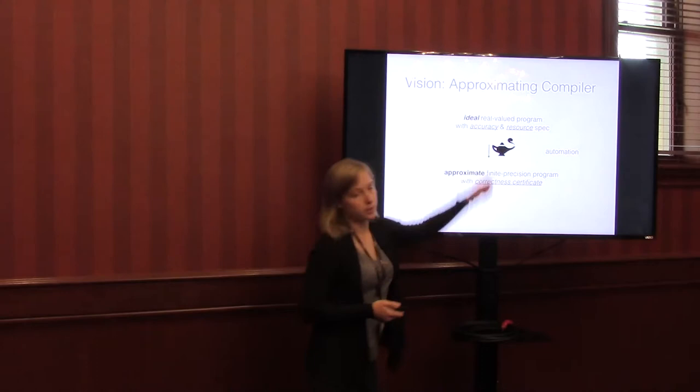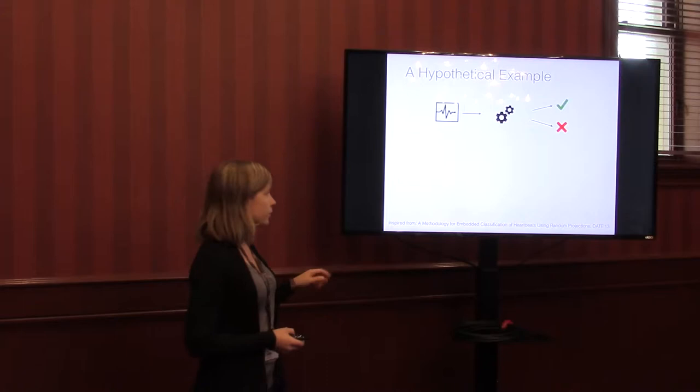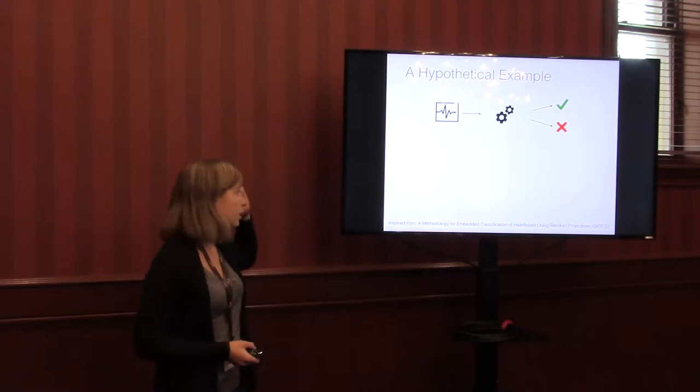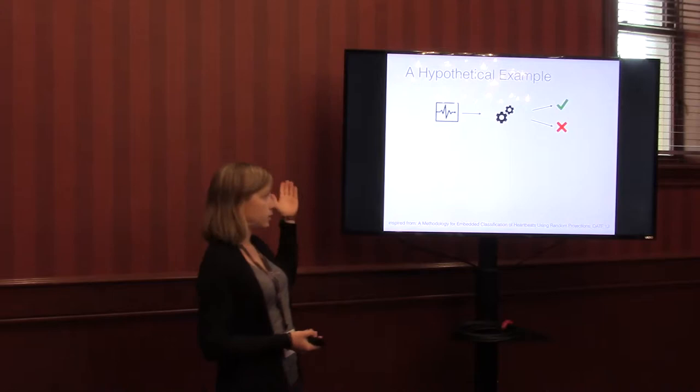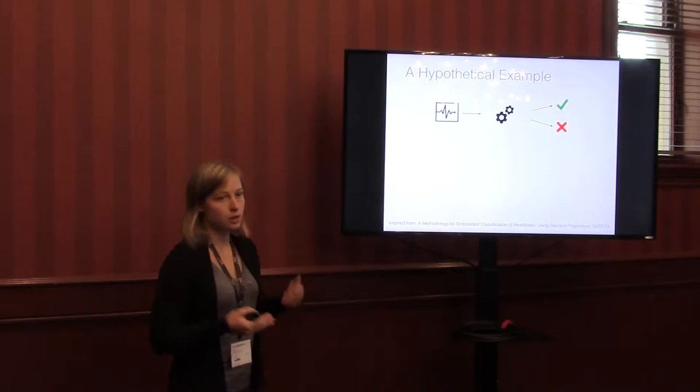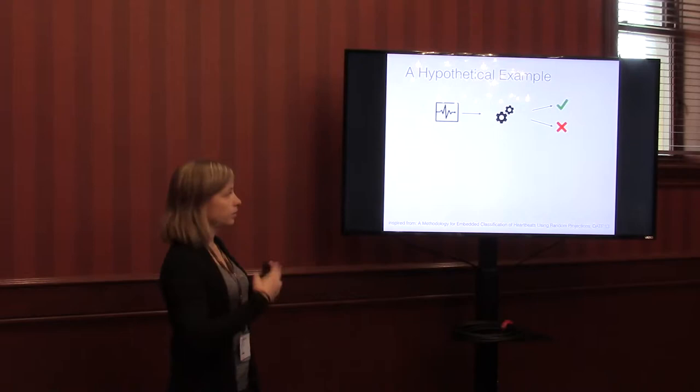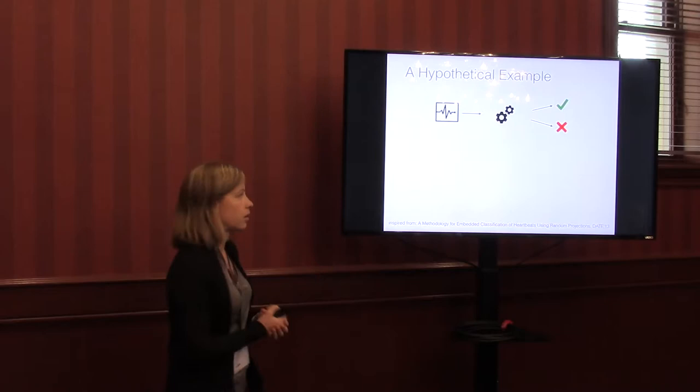To make that a bit more concrete, here's a hypothetical example that's inspired by some work in embedded systems, where people have developed a heartbeat classifier that takes as input a signal that comes from an embedded sensor. They have developed a machine learning classifier to say whether this heartbeat signal is normal or abnormal, with the idea that if it's not normal, then it will raise an alarm or something like this.